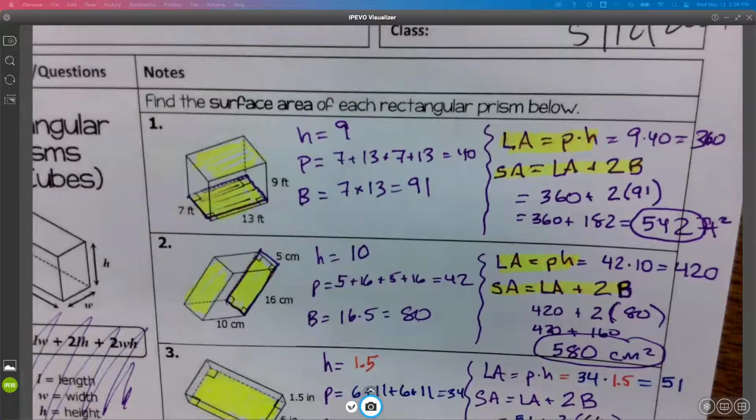And if you finish this one before I go through it, you can just continue with the other problems. This is your homework, the rest of these sheets.